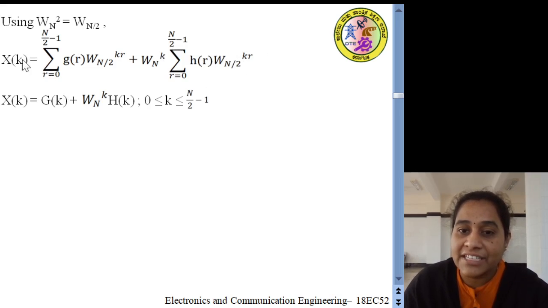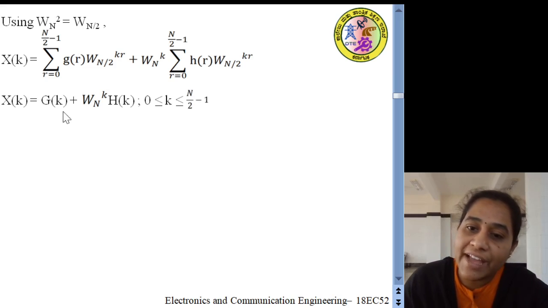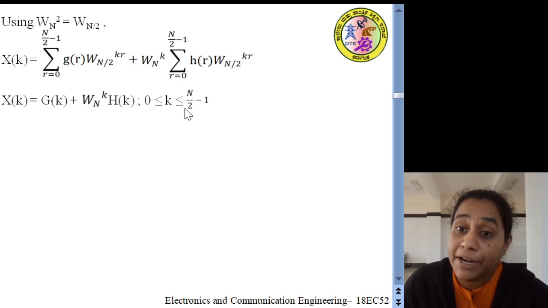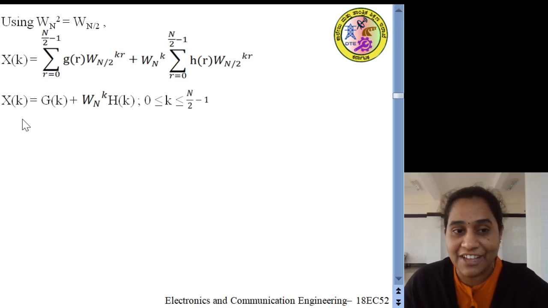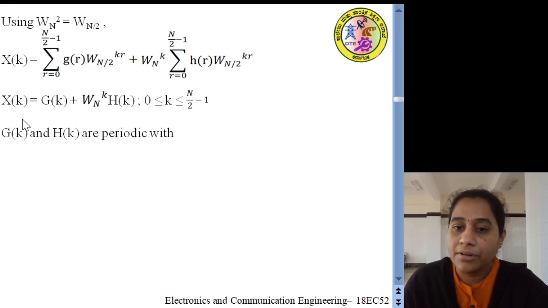Okay, so we can write this X(k) as G(k) plus W_N raised to the power k into H(k). Here the value of k in both the first and second parts is varying from 0 to N/2 minus 1. We can observe here both G(k) as well as H(k) are N/2 point DFTs. So these two N/2 point DFTs constitute one N point DFT X(k). Now, as these are N/2 point DFTs, G(k) and H(k) are periodic with N/2 points.